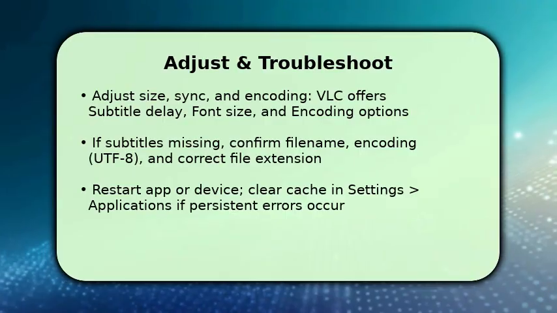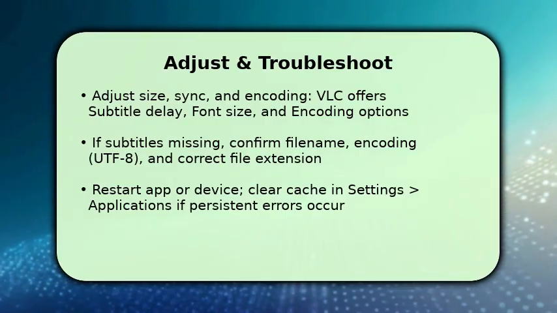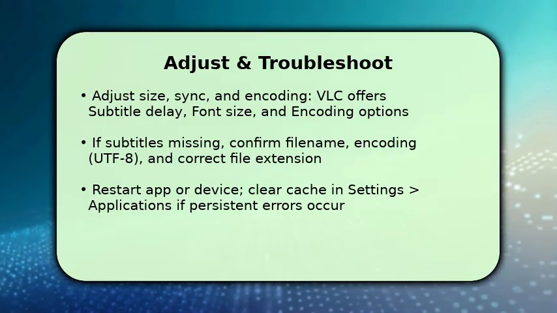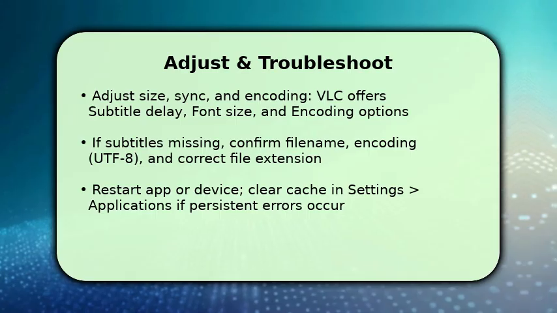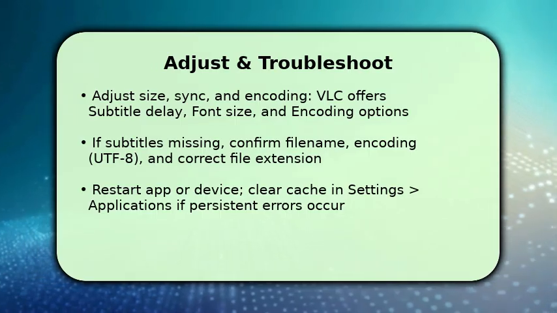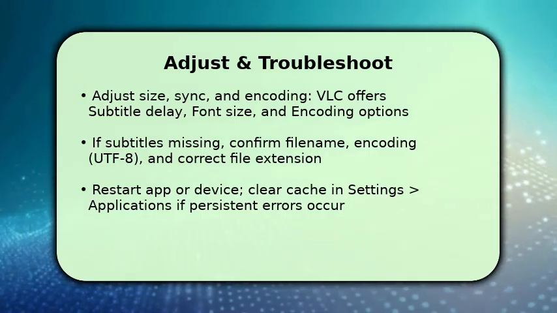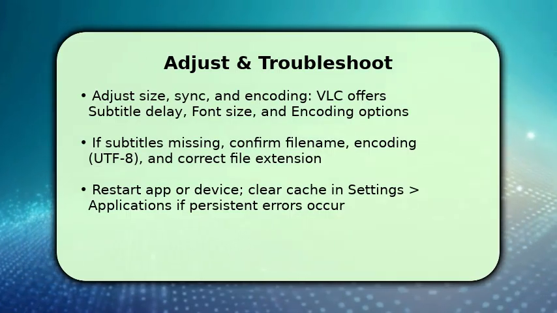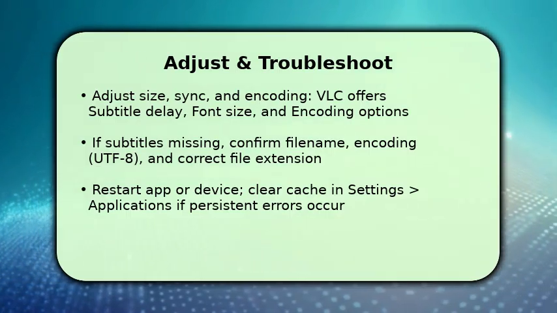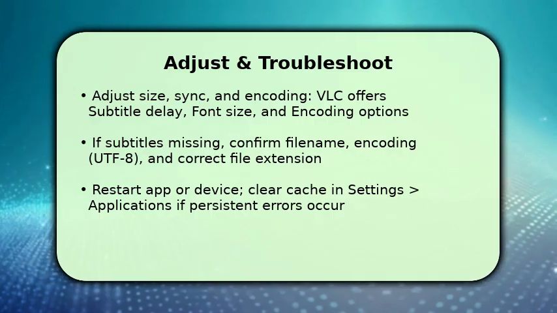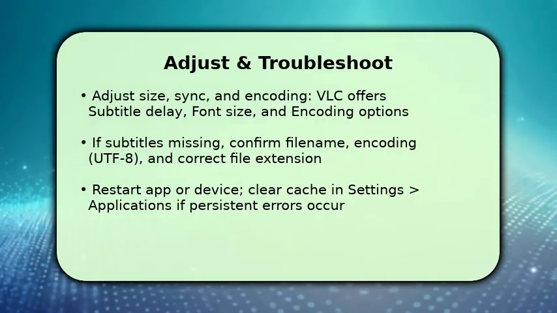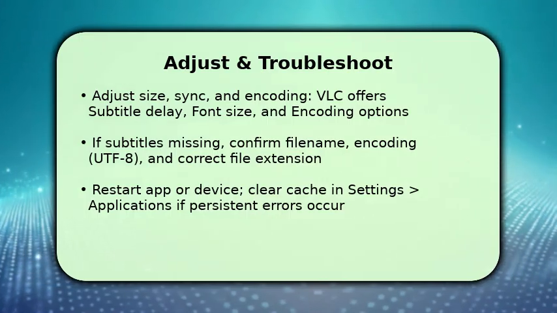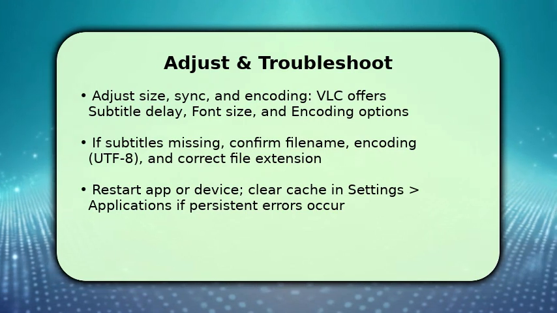Finish by adjusting presentation and troubleshooting. Use your player's subtitle settings to change font size, color, and sync delay so text matches audio. VLC has subtitle delay and encoding controls. Switch to UTF-8 if characters look wrong. If subtitles don't appear, check the file name matches the video or manually load the file. Also confirm the file extension is SRT or ASS. If problems persist, restart the app or Firestick and clear the app cache from settings to resolve lingering issues quickly.